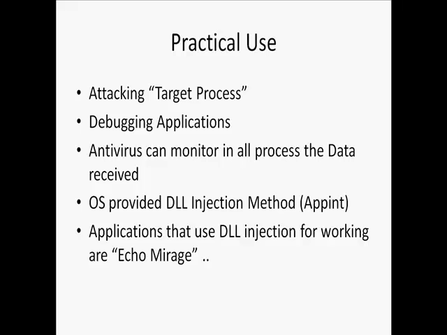OS provided DLL injection. There is a function called AppInit, which you could Google and use. AppInit is a registry key which you could use to put every DLL that you want to be called in every process that is created on the Windows subsystem. You mention the DLL that you want to inject in the AppInit, and it will be automatically called by the operating system in every process it creates. This is one of the methods that antivirus vendors as well as virus writers are effectively using these days.